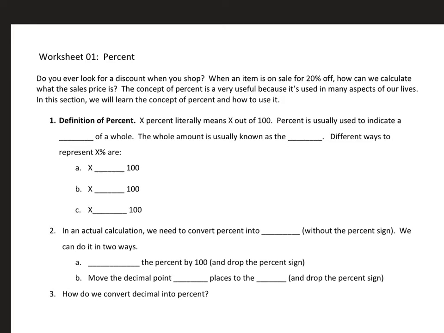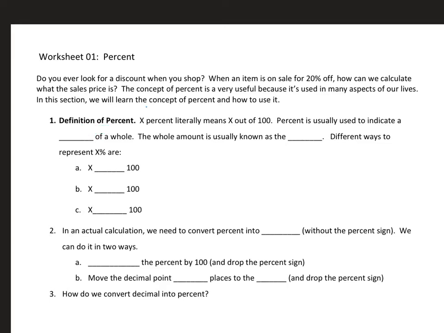So for example, have you ever looked at a discount when you shop? When an item is on sale for 20% off, how can you calculate what the sales price is? This is just one example of how percent is used. So let's look at the definition of a percent.